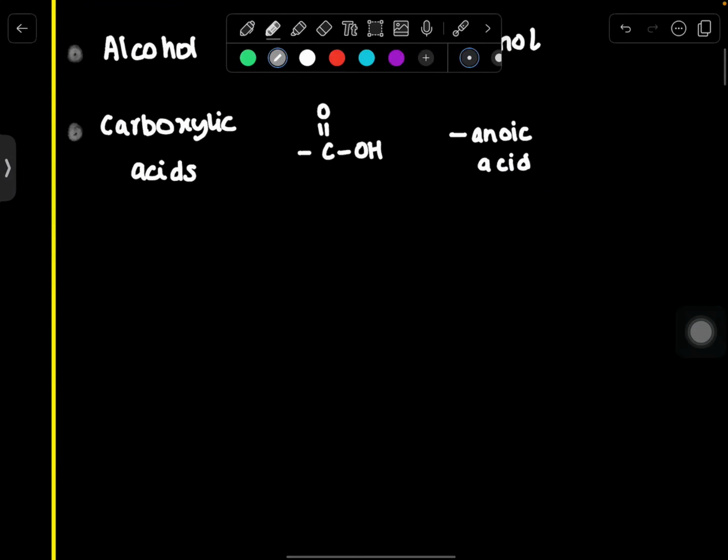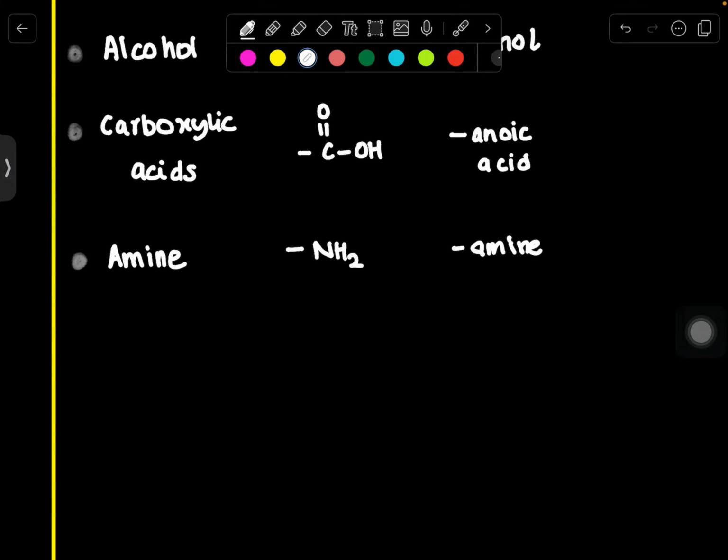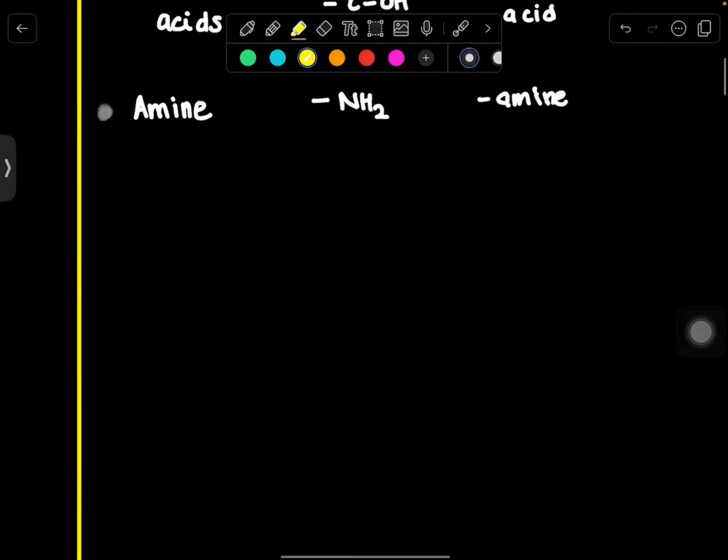Next we have amines. We'll be studying every single one of them in detail, so don't worry if you feel like you're missing the details. For amines, you have the NH2 functional group, and the name ends with amine. Pretty simple.